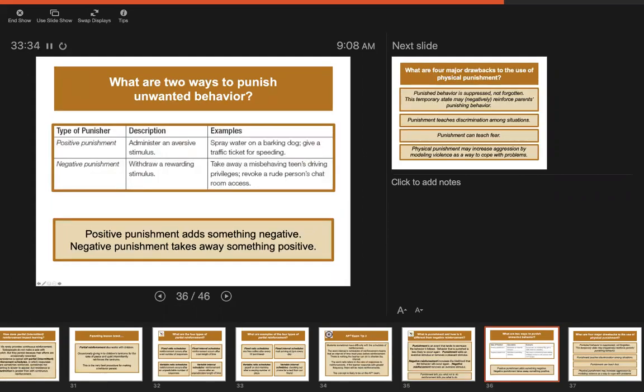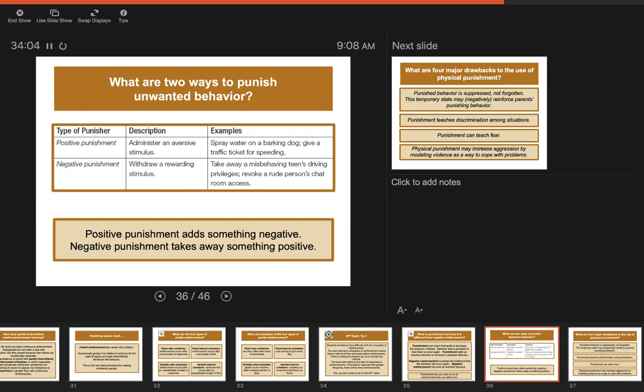So what are two ways to punish unwanted behavior? You can either administer an aversive stimulus. This is called positive punishment. Again, don't think about positive and negative as bad and good. It's about administering or putting something in. Positive punishment is administering an aversive stimulus, for example, spraying water on a barking dog or giving a traffic ticket for speeding. Negative punishment is taking something away that is rewarding.